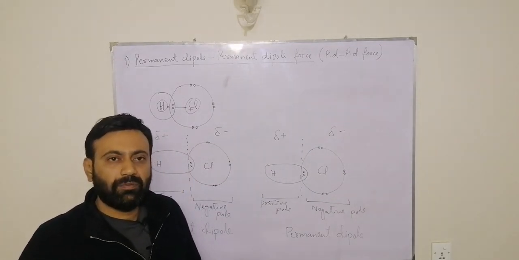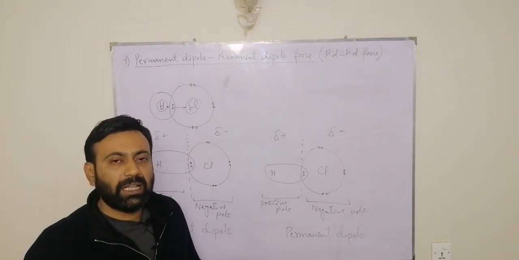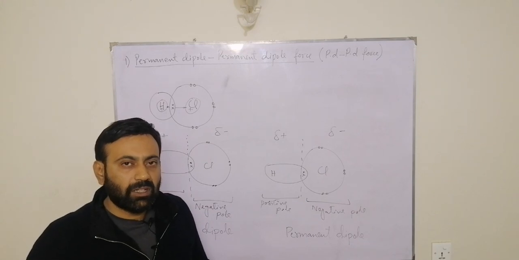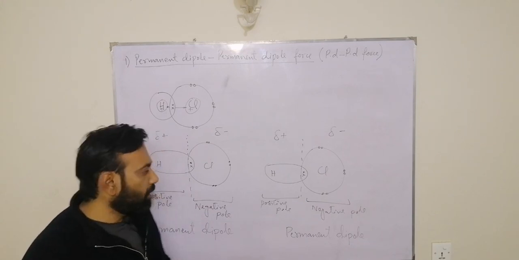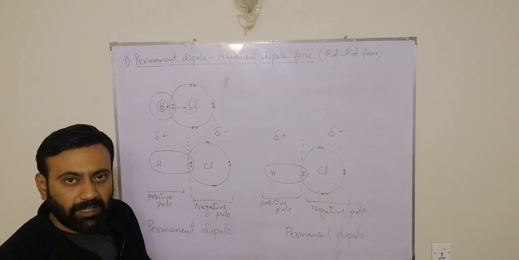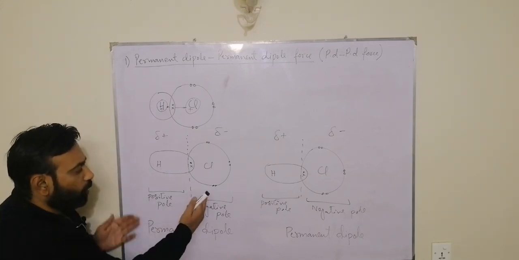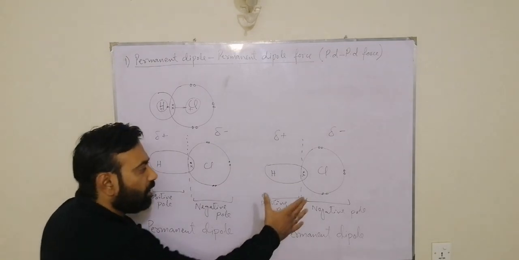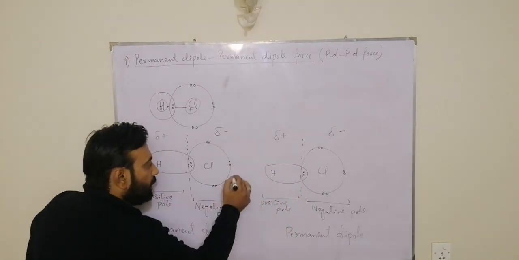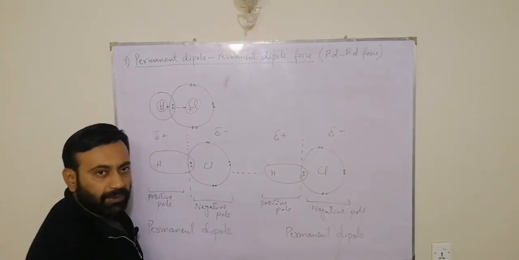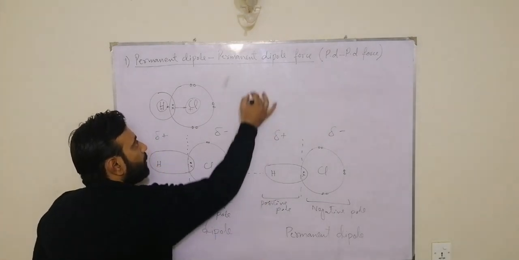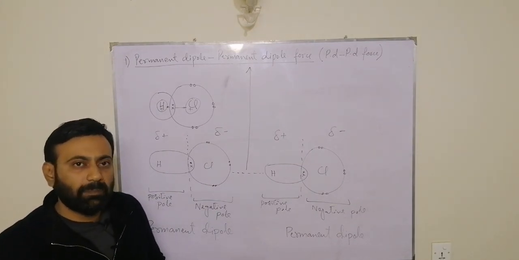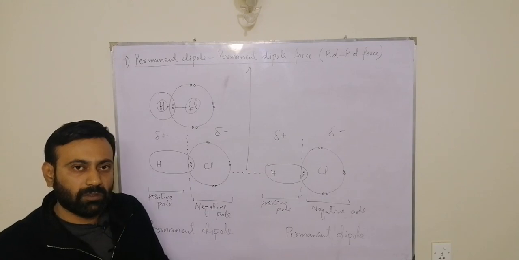So now we have two permanent dipoles close to each other, and we know that opposite charges attract each other. So there will be a force of attraction between the negative pole of this permanent dipole and the positive pole of this permanent dipole. This force of attraction is called permanent dipole force, or simply PD force.